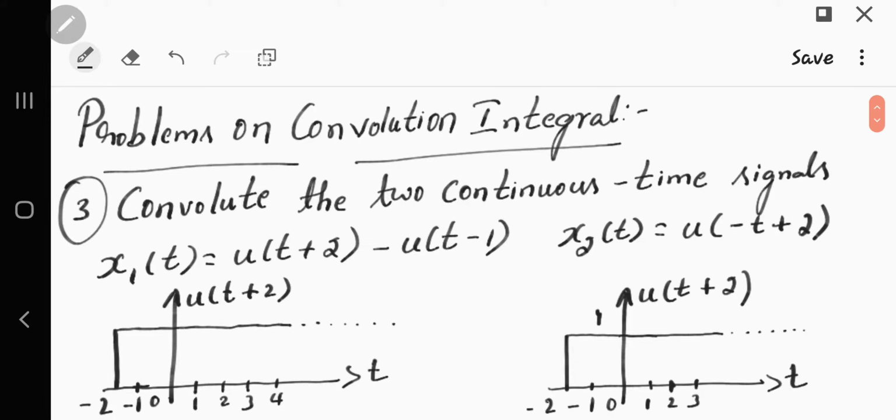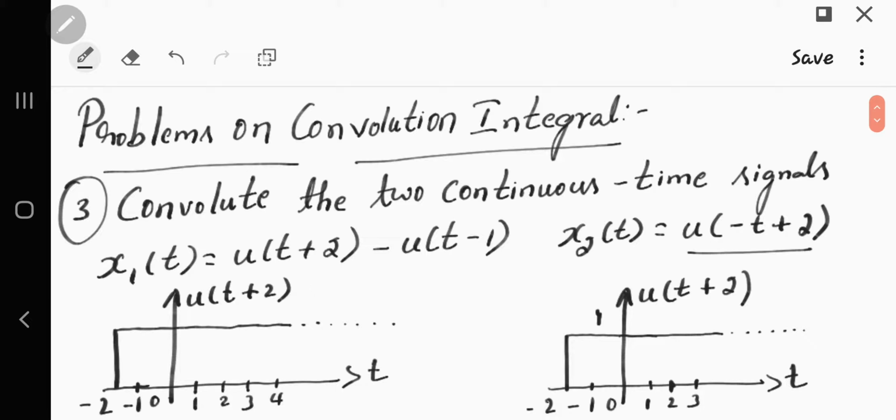Hello students. In the previous videos we have taken some examples on convolution integral, two different cases there, and here we are taking the next kind of problem. Here the problem is: convolute the two continuous time signals x1 of t equal to u of t plus 2 minus u of t minus 1, and x2 of t equal to u of minus t plus 2. Now I have plotted x1 of t and x2 of t.